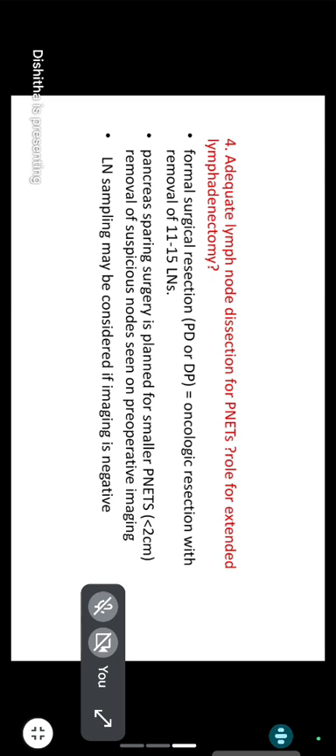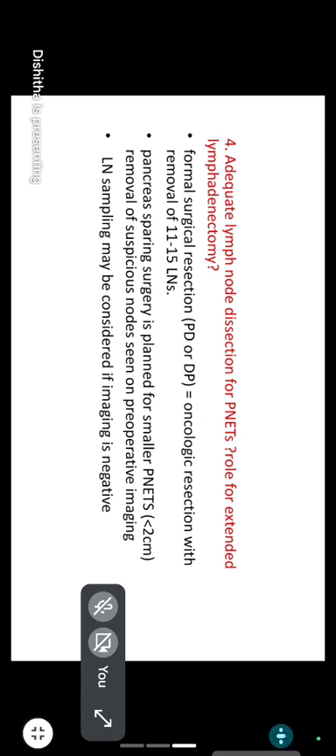What is the adequate lymph node dissection in PNET? This is in NANET 2020. They are given as formal surgical resection, or removal of 11 to 15 nodes. But when I was discussing it in our department, they said you don't have to remove so many lymph nodes. When you're doing the resection, whatever lymph nodes come along with it, that is the standard.